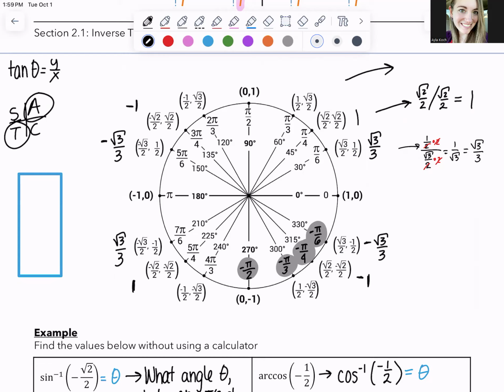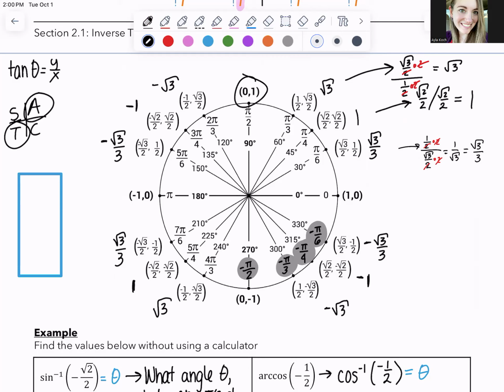For the pi over 3 angles, you have square root of 3 over 2 divided by 1/2. Multiply by 2 on top and bottom. The 2's cancel. You get square root of 3 over 1, which is just square root of 3. Negative square root of 3 for 2 pi over 3. Positive square root of 3 for 4 pi over 3. Negative square root of 3 for 5 pi over 3.